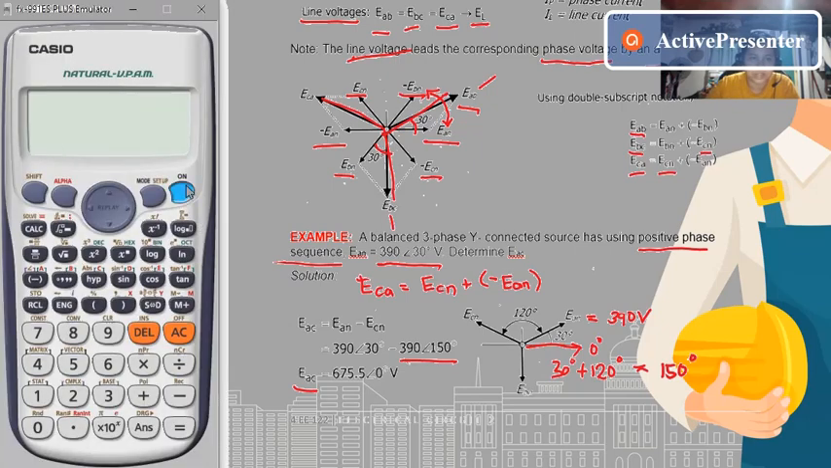So, we need to solve for our EAC. We use our calculator, convert in complex. So, we have 390 with an angle of 30 degrees minus 390 with an angle of 150. So our EAC, our answer will be 675.49 or approximately 675.5 with an angle of 0 degrees volts.